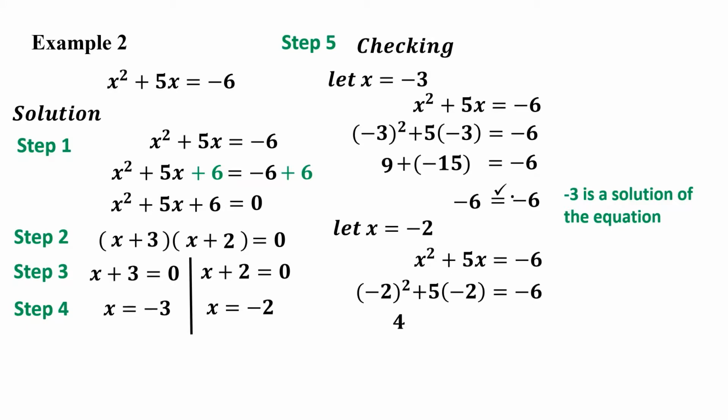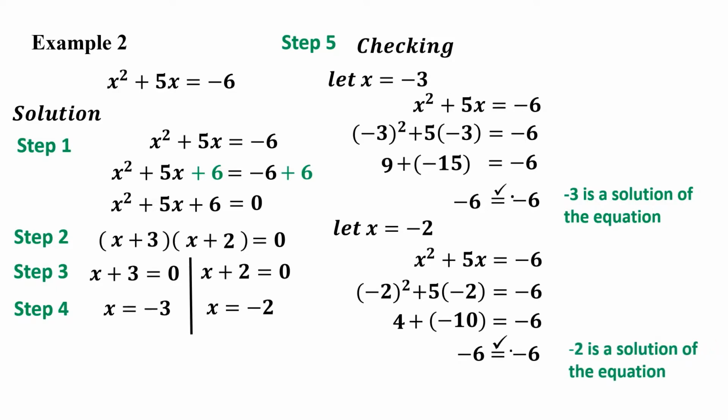Then, negative 2 squared is positive 4, plus 5 multiplied by negative 2, the product is negative 10, is equal to negative 6. Next, we will add 4 plus negative 10. Since the two numbers are not similar in sign, we proceed to subtraction, and the sign of the answer will depend on the number with the higher value. Since 10 is greater than 4, the sign of the answer will be negative. Then, subtract 4 minus 10 is equal to negative 6. Then, negative 6 is equal to negative 6. Therefore, negative 2 is a solution to the given equation.